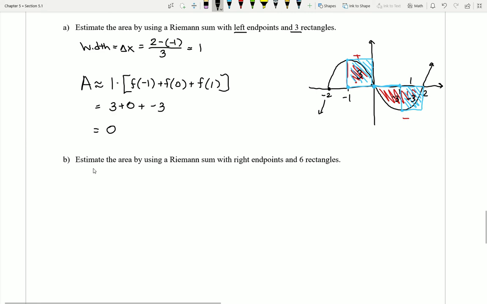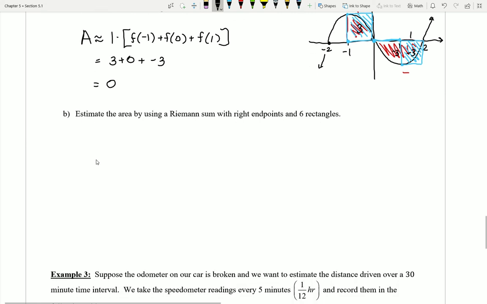So let's take a look at part B. Or actually, I'm going to ask you to take a look at part B and see if you can work through this example on your own. I want you to estimate the area under this same curve using right endpoints and 6 rectangles. I'm not going to work out the solution fully, but I'm going to ask you to pause the video right now, try to work through this, and then go check your solution in the notes on Blackboard. When you unpause, I'll at least reveal what the final solution should have been.